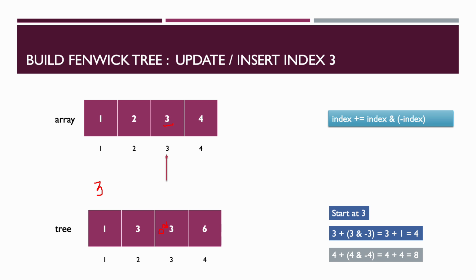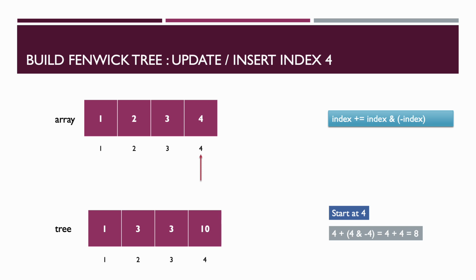And then when we do 3 and minus 3, it comes to be 1, and we add it to 3, it becomes 4. So now at the 4th index as well, we add 3, which becomes 6 right now when we do 3 plus 3. Okay, now when we update index using this formula again, what happens is it goes out of bound and we stop here.